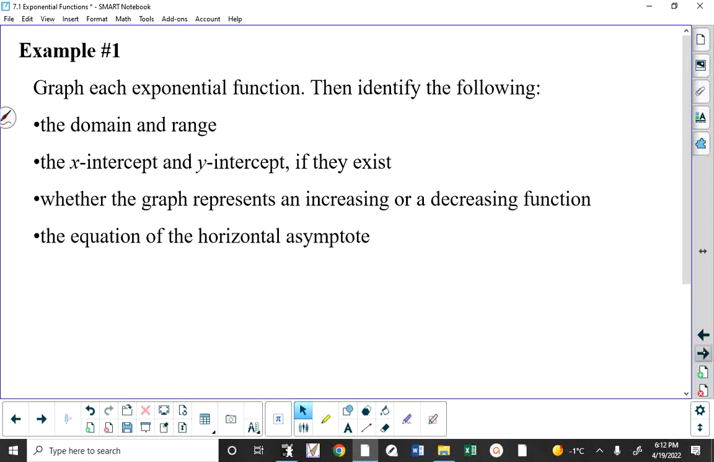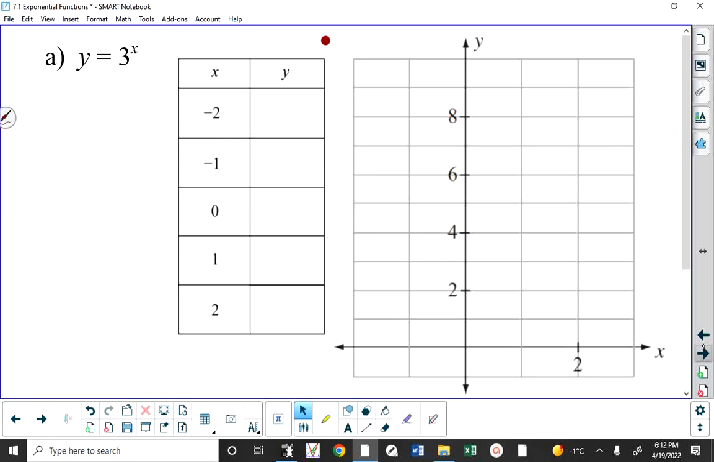Let's take a look at an example. Graph each exponential function and then determine all of the following features. So we are going to graph the exponential function y = 3^x by using a table of values. I'm going to start off with x being 0. That would mean that y is 3^0. Well, we know that any number to the 0 other than 0 is 1. If I go to x = 1, the value of y will be 3^1, which is 3. If I look at x = 2, y will be 3^2, which is 9.